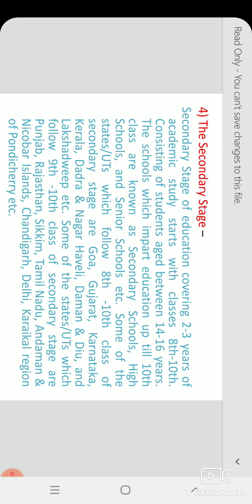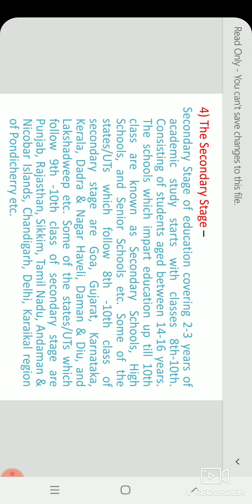Next one, secondary stage. The secondary stage of education, covering 2 to 3 years of academic study, starts with classes 8th standard to 10th standard. Students' age group is between 14 to 16 years. The schools which impart education up to 10th class are known as secondary schools and high schools. The school also gives the social skills and interpersonal skills that are developed during this phase of education.